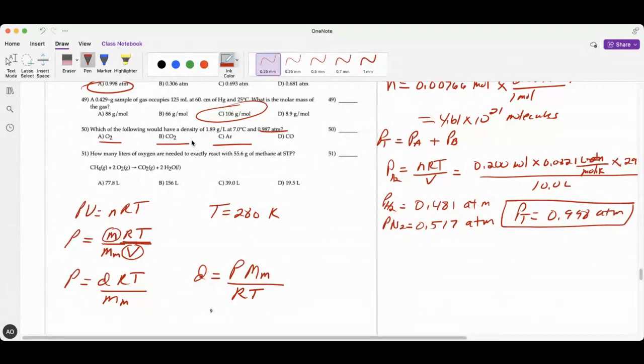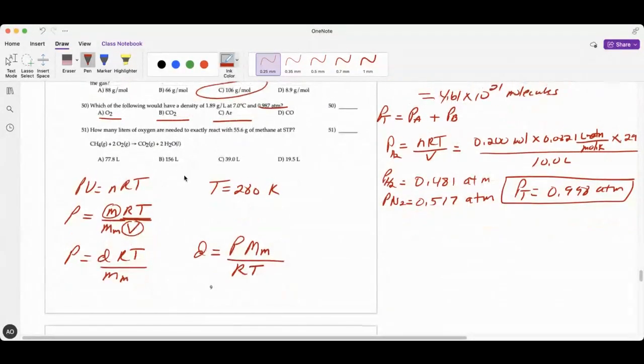Now, there are a couple of different ways you could do this. I'm wondering, we can make this 1.89. Yeah, but you'd still, you know what? Let's do it this way. Let's go ahead and solve for the molar mass. Oh yeah, this would be much easier.